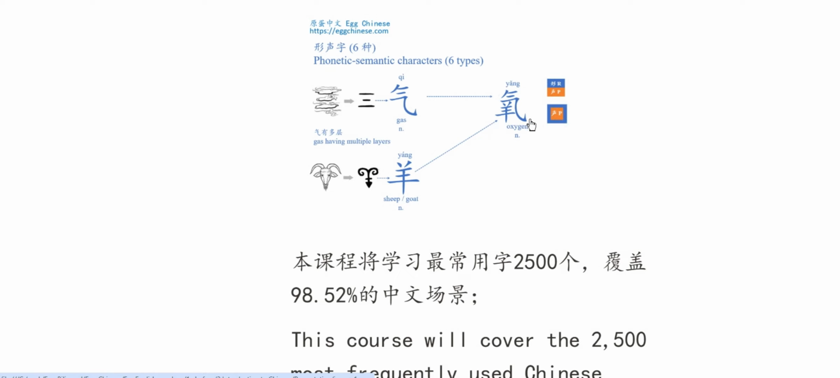But how to create it? So we use the phonetic semantic method. We just combine a radical and another character, and finally this character has the meaning of this character and also the pronunciation of the other simple character, this one.